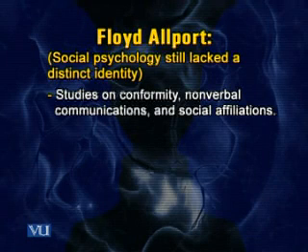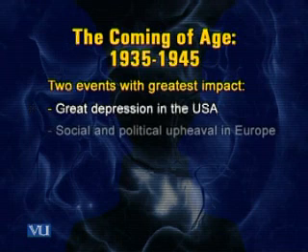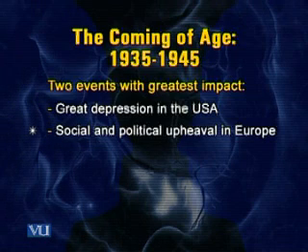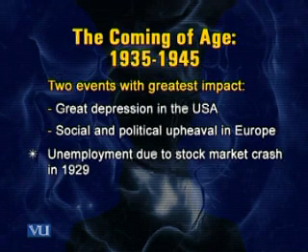अब हम दूसरे पीरियड की तरफ चलते हैं, सोशल साइकोलॉजी की हिस्ट्री का सेकेंड पीरियड. So let's look at this slide. This period is between 1935 to 1945. During this time, two events with greatest impact happened. One of them was the Great Economic Depression in the USA, and the other was social and political upheaval in Europe. And due to that, there was a lot of unemployment in America due to the stock market crash in 1929.